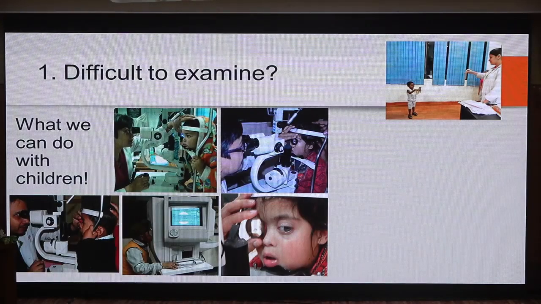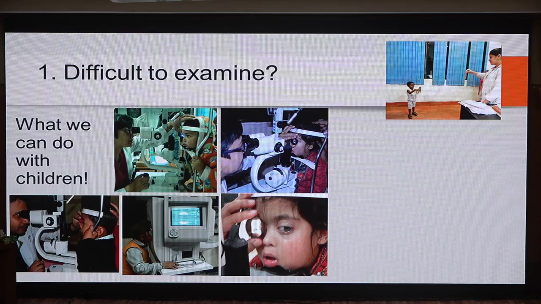But is it difficult to examine? These are snapshots from our clinic. So they will let you take pressures. These are 2-year-olds, 3-year-olds. We are doing gonioscopy. This is an old photograph. I had black hair at that time, but I love this picture. By 6 years, they are on the visual fields. They let us look into their discs. They let us do a gonioscopy. They let us take their pressures.